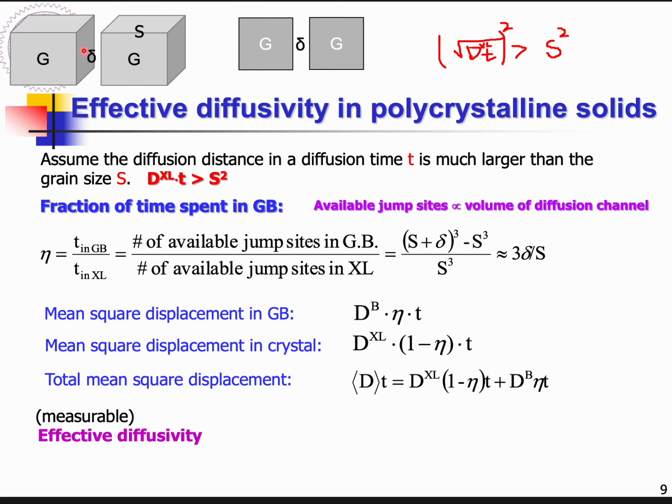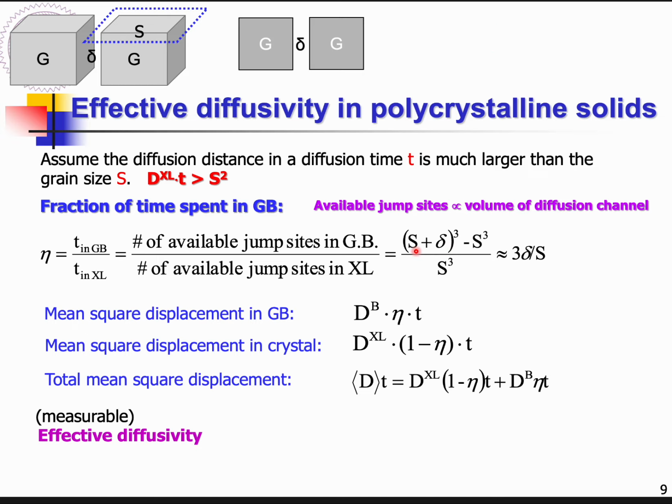If we consider a grain with diameter s, the volume of the grain will be s^3. So how about the grain boundary? If we assume the thickness of the grain boundary is delta, and we also consider one grain, the volume of the grain boundary will be (s plus delta) cubed, minus the grain part. So you will get the volume of the grain boundary.